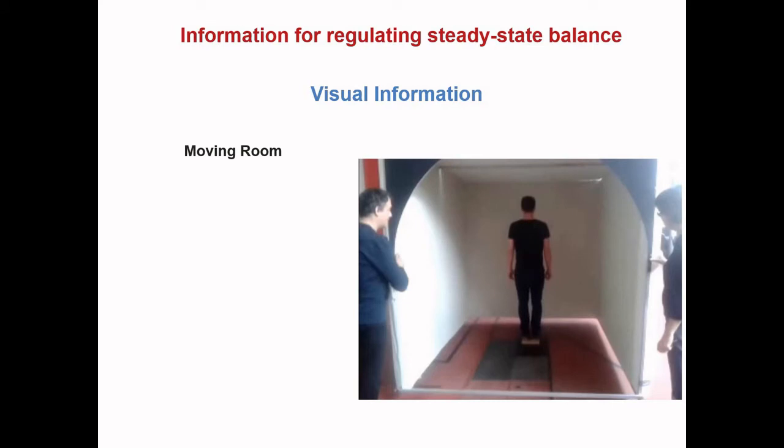Let's look at an experiment that directly manipulates the visual information for balance. In this experiment, a person stands inside a special room where the walls and ceiling of the room have been placed on wheels. This means that the experimenter can come along and can move the room either towards you or away from you when you're standing inside the room.